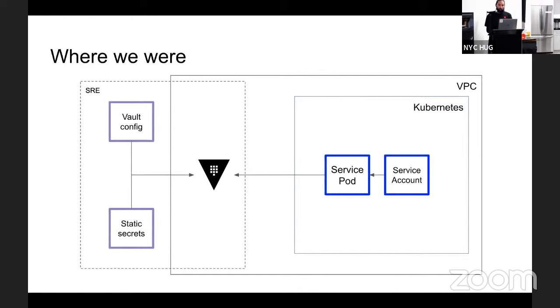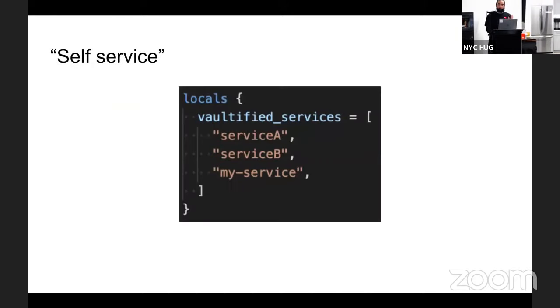So this led to an illusion of self-service. That's why it's quoted there. We reduced it so that if you wanted to add a new service to be integrated with Vault, all you had to do literally is add one line in this locals.tf file. And we had everything in a module so that when we ran it, everything would be configured just for your new service. We create a new Vault role and a new Vault policy that would isolate secrets to just your service, and you wouldn't have to do anything else.